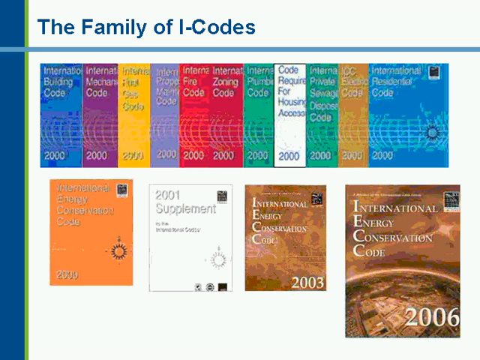So a little intro into the IECC and how the whole family of I-codes work. IECC is just one part of the family of codes, and the IECC contains provisions for both residential and commercial buildings. It basically focuses on the minimum regulations for energy-efficient buildings using prescriptive and performance-related provisions.